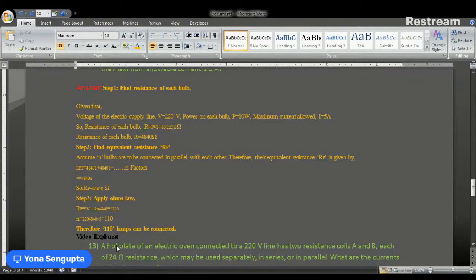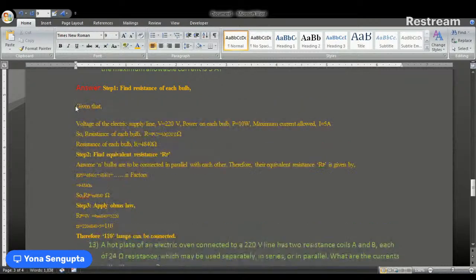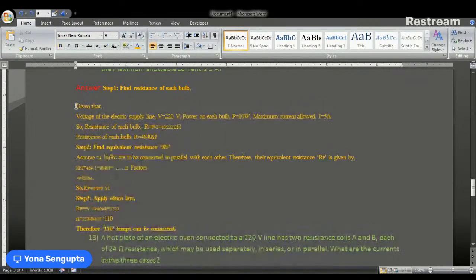Okay, here is the explanation. The first step is to find the resistance of each bulb, which we have done, and the answer is that the resistance of each bulb is 4840 ohm, right? Next step is to find the equivalent resistance in parallel combination.